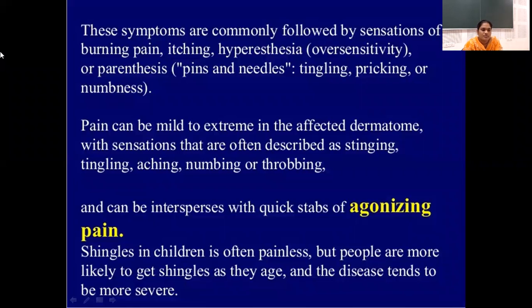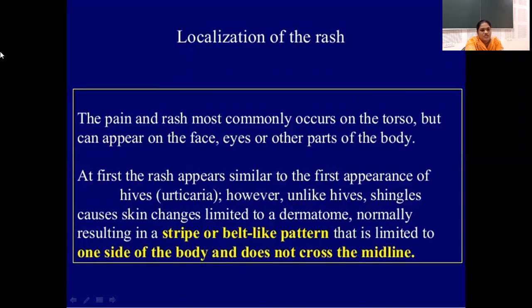Usually, if herpes zoster occurs in children, it is often painless, but people are more likely to get herpes at around the sixth decade of age, and during that time the disease tends to be more severe. So, localization of the rash. The pain and the rash most commonly occur on the torso, but can appear on the face, eyes, and other parts of the body. At first, the rash appears similar to urticaria.